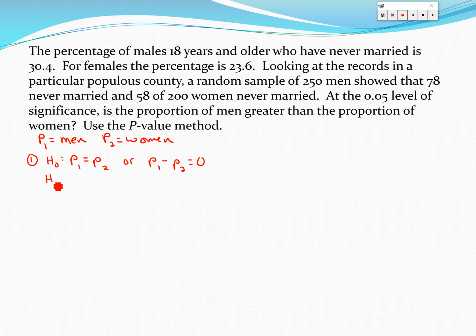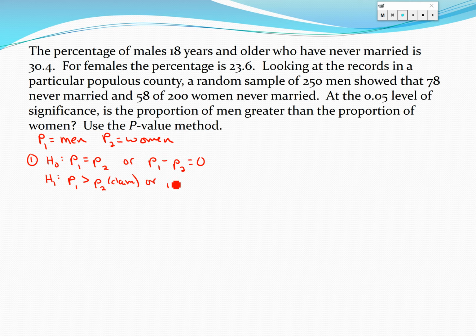The alternative hypothesis, that's when we're looking to show some kind of difference. And in this case, it says the proportion of men being greater than the proportion of women. So our men, this is where our labels come in handy. If I don't know which is which, I have a really hard time writing my alternative hypothesis. So if I know that P sub 1 is men, I want to show that that's greater than the women. That would be our claim.